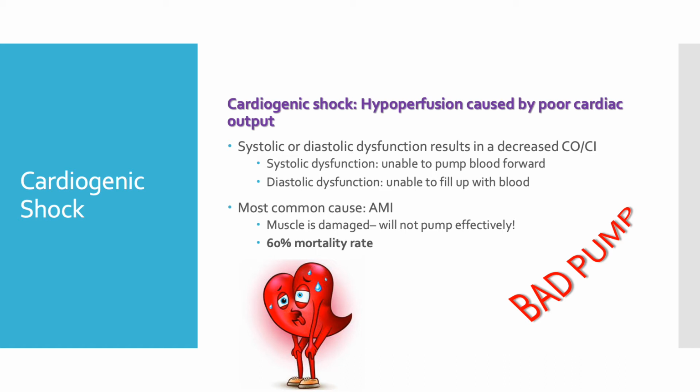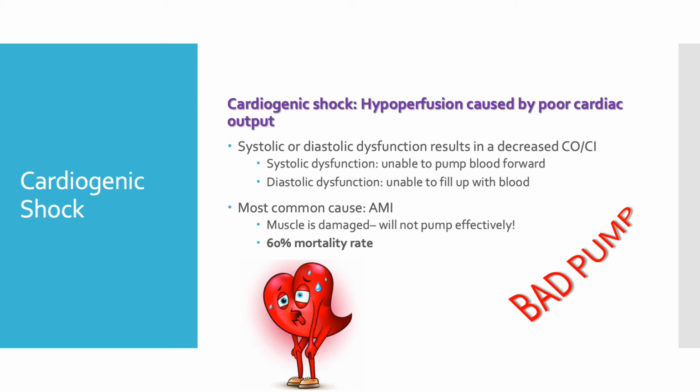So this is typically due to systolic dysfunction, or that squeezing dysfunction, a bad squeeze, bad contractility. But it can also be caused by diastolic dysfunction, where a heart doesn't fill up with blood appropriately. So what would cause cardiogenic shock? What would cause this bad pump? Well, we've got a heart muscle problem. So an acute myocardial infarction is going to injure our myocardium, that heart muscle. And it is the most common cause for cardiogenic shock.